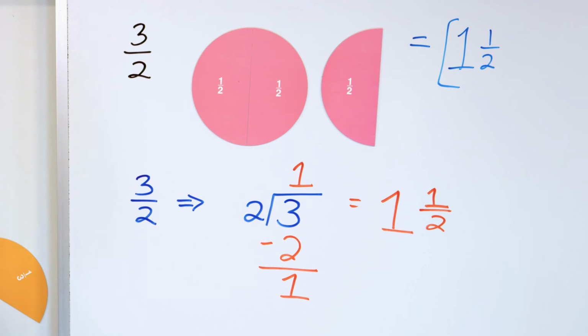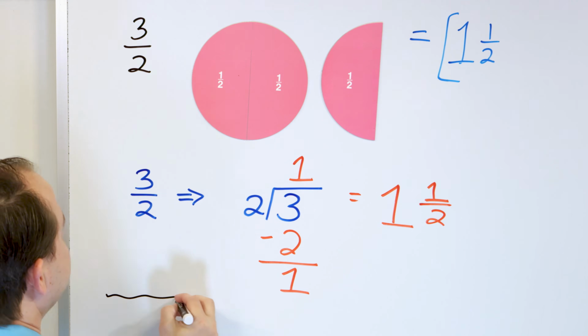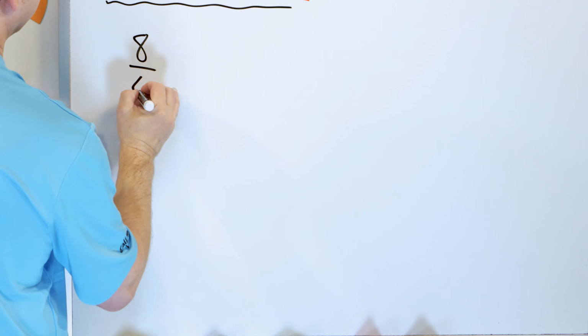So you get 1 1/2. All right, now for the next problem, we're going to do it a little backwards. We're going to calculate first and then verify with our pictures that everything is right. Let's take a look at the improper fraction 8/4. Top number is bigger, so that's an improper fraction.